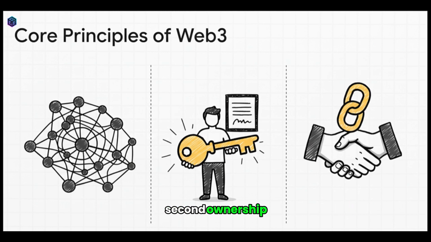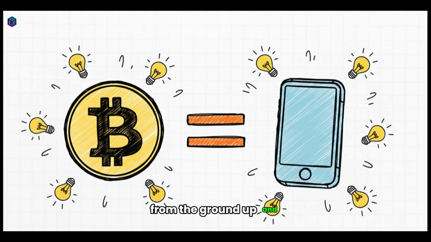Second, ownership. The stuff you have online, it's actually yours. And third, trustlessness. Now that sounds like a weird word, I know, but all it means is that you don't have to trust a big company to be fair. The system itself is built to be fair from the ground up. And the very first technology that proved any of this was even possible was Bitcoin.